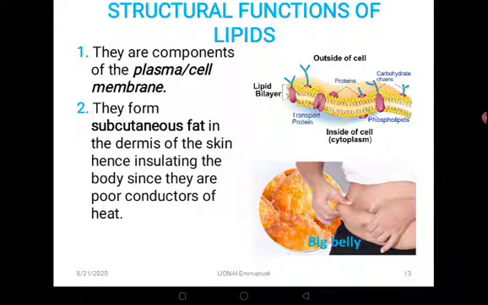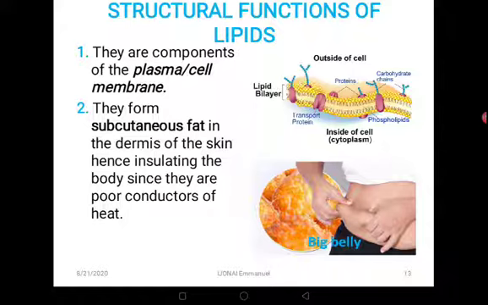I want you to be summarizing them as we look at them together. The first one is that they are components of the plasma cell membrane. You remember this in your cytology, that the plasma cell membrane or the cell membrane contains the phospholipid bilayer. So basically, that phospholipid bilayer is a lipid derivative. And then, of course, we know that cell membranes are all over the body. Wherever there are cells in the body of an animal, cell membranes are there.